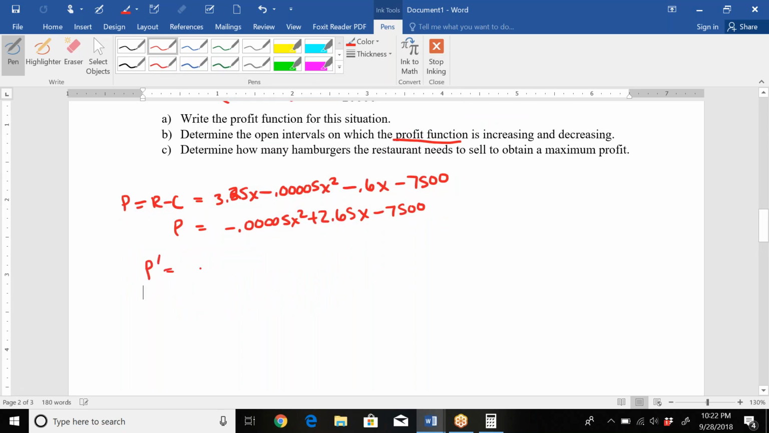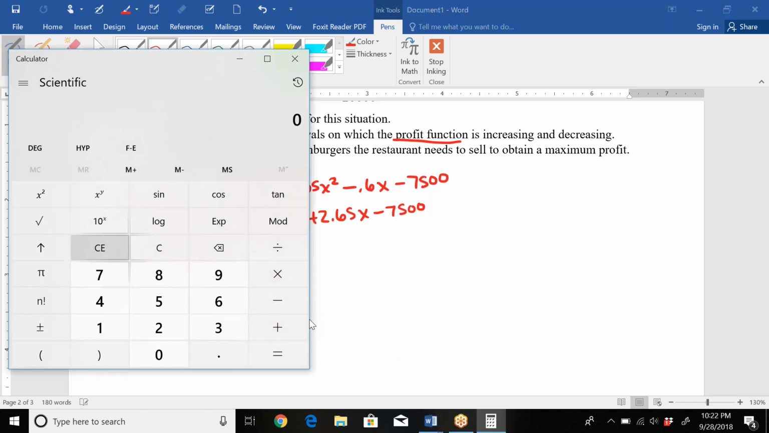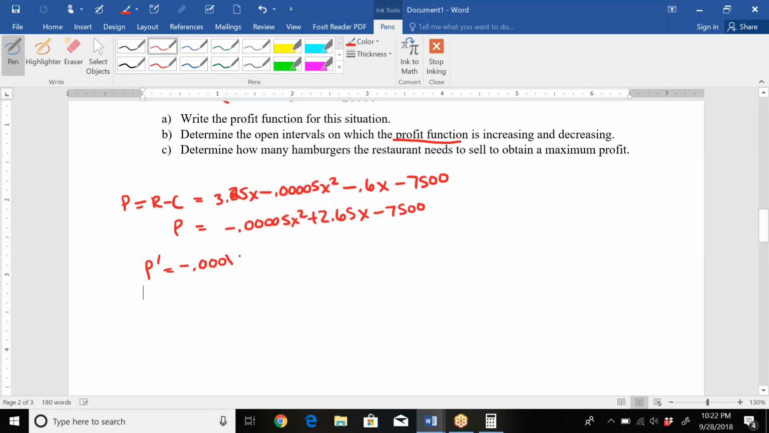So that would be 2 times that. So that's going to be negative 0.00005 times 2. I know it's negative, so it's 0.0001, x plus 2.65, and then the x goes away, and then no derivative. So if we want to figure out the profit function increasing or decreasing, we need to set this equal to 0 and solve for x.